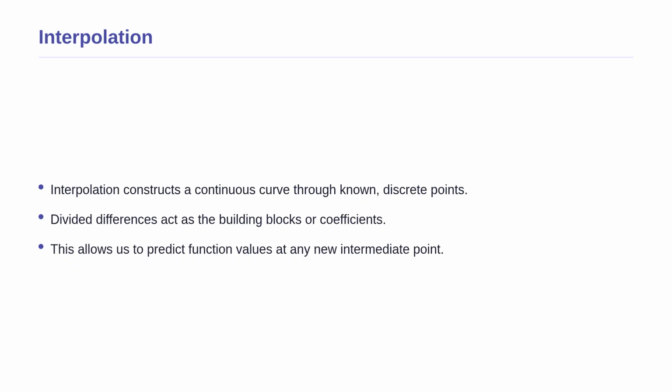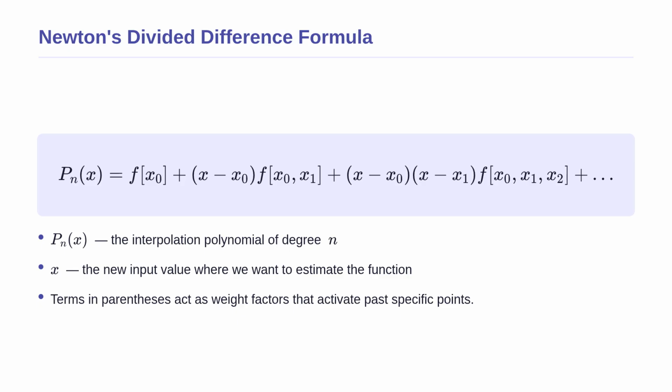Let us look at the formula that makes this possible. This is Newton's divided difference interpolation polynomial. The left side is the polynomial of degree n that we are trying to construct. The variable x is the new input value where we want to estimate the function. The terms with square brackets are the 0th, first, and second divided differences.